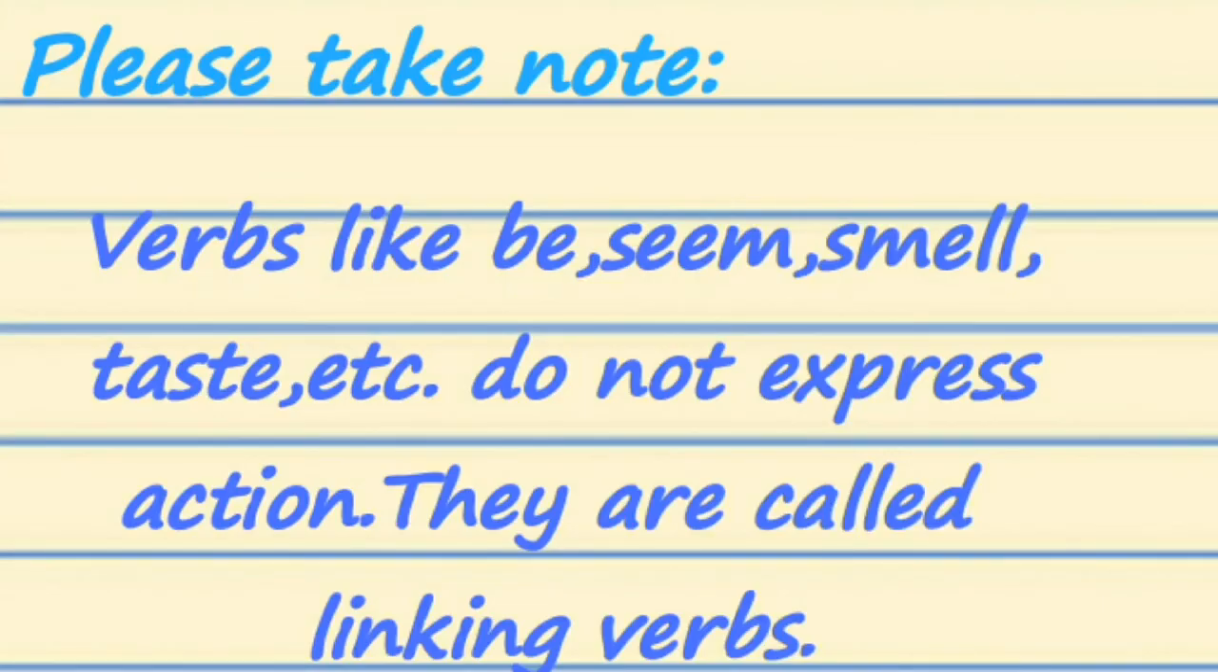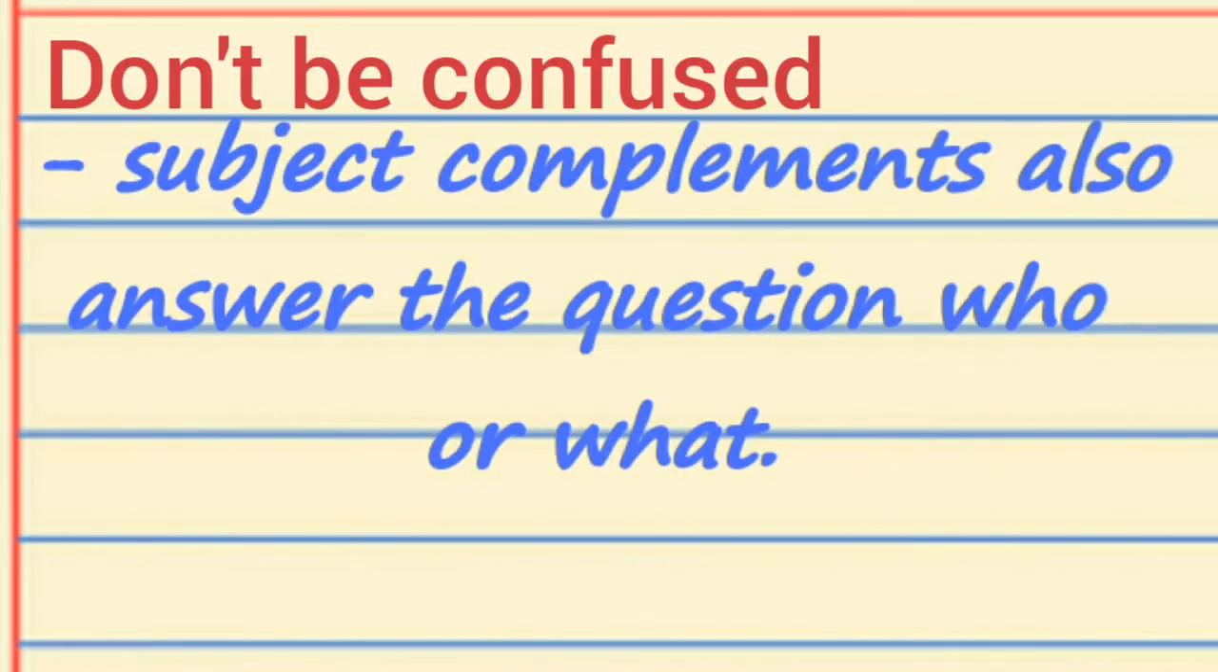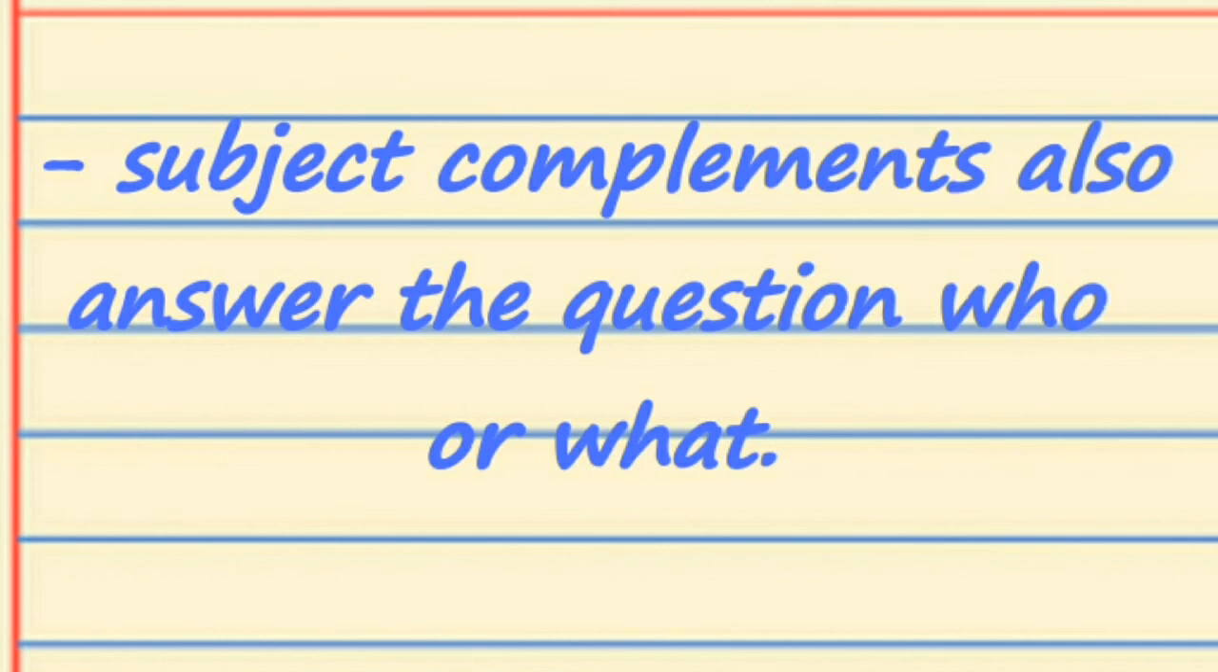Please take note. Verbs like be, seem, smell, taste, etc. do not express action. They are called linking verbs. Linking verb serves as a connection between a subject and further information about that subject, and that further information is known as subject complement. Don't be confused. Subject complements also answer the question who or what.